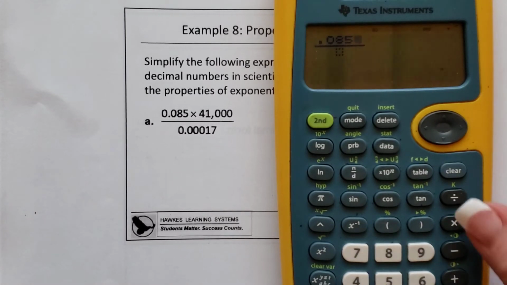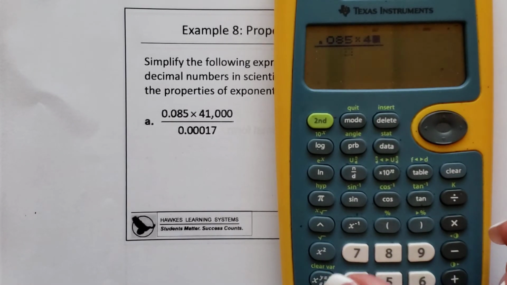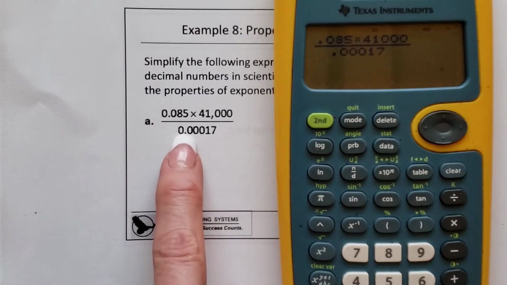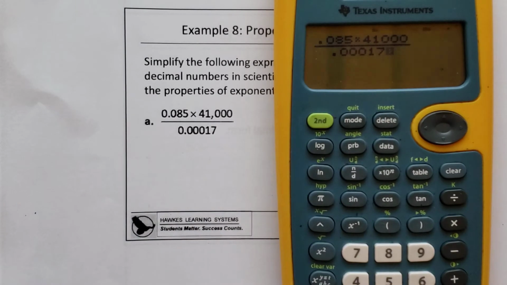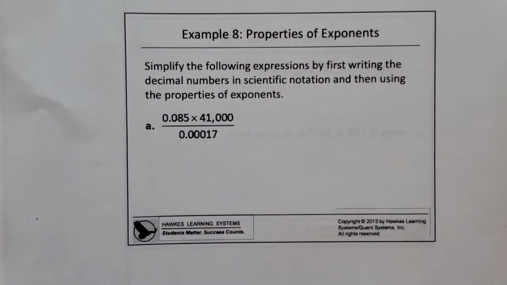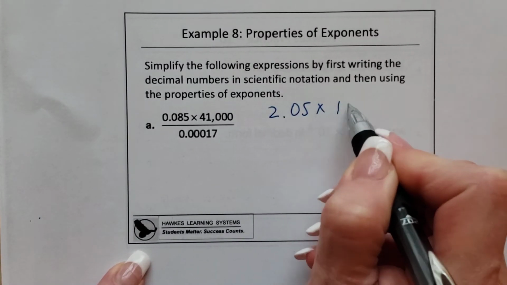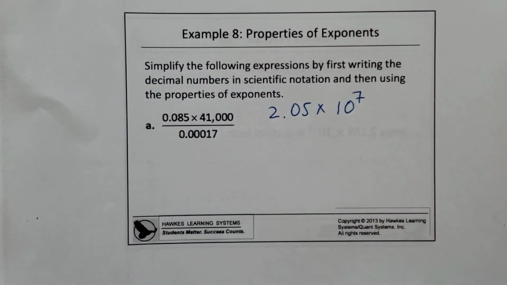So I'm going to hit 0.085 times 41,000. I'm going to toggle down. I'm going to put 0.00017. Now make sure you type it in right. 1, 2, 3, 17. Yep. And when I hit enter, my calculator tells me the answer is 2.05 times 10 to the 7th.